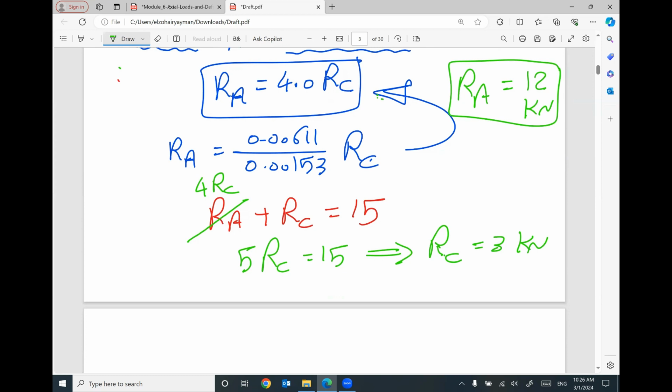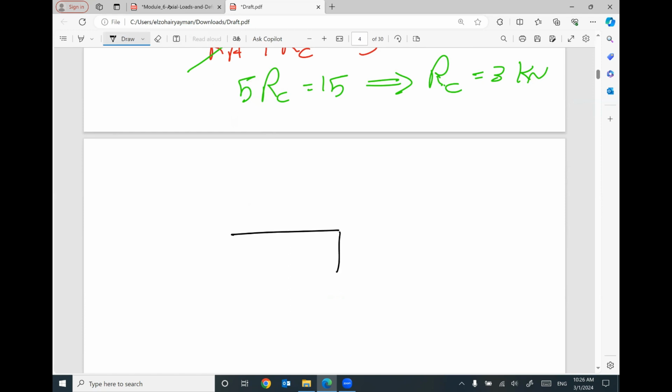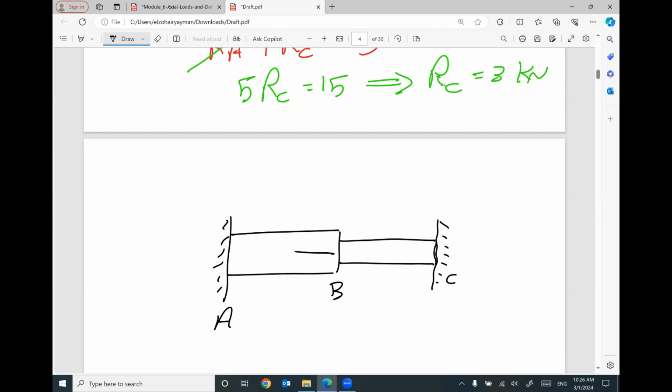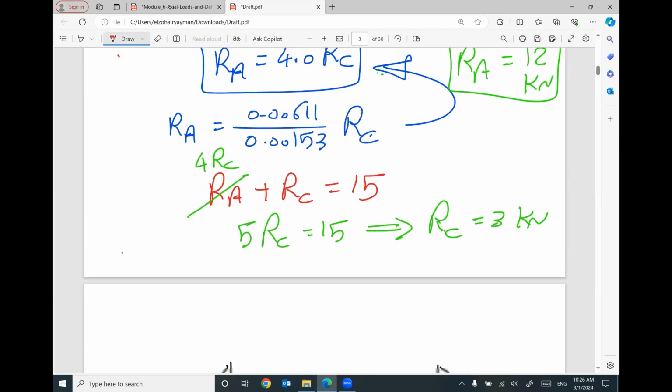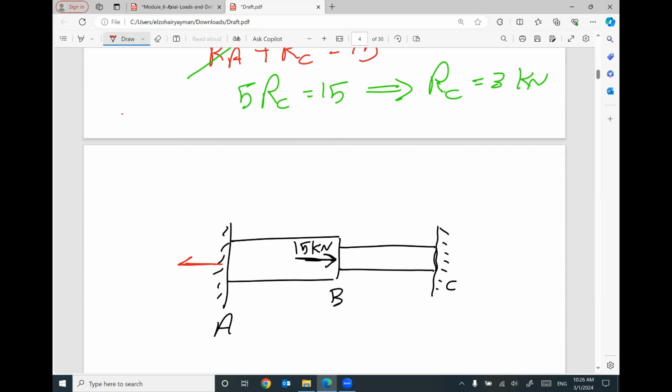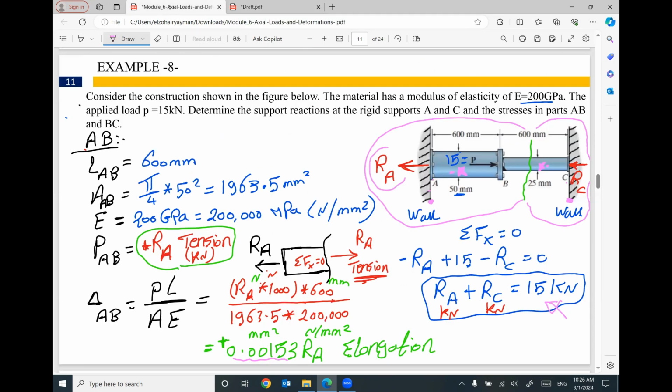Does that make sense? So the final conclusion: here is your shaft. Here is end A. Here is the second part of the shaft. Here is end B, C. This one is B. This one is C. We have a force here, 15 kilonewton. I found the reaction RA equal 12. So I will have a reaction here equal 12. And you found this reaction positive. That means the assumed direction for RA is correct.